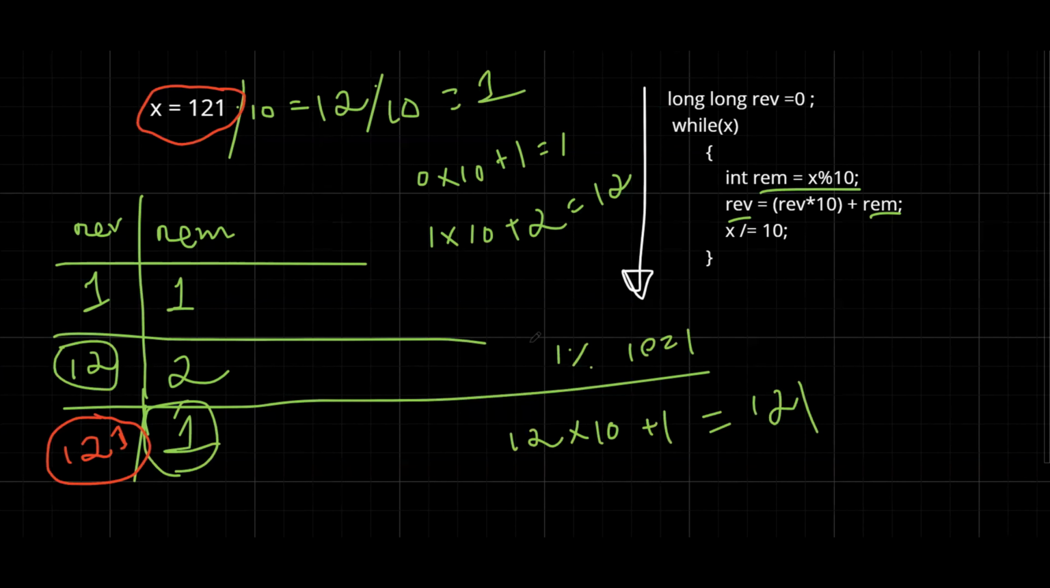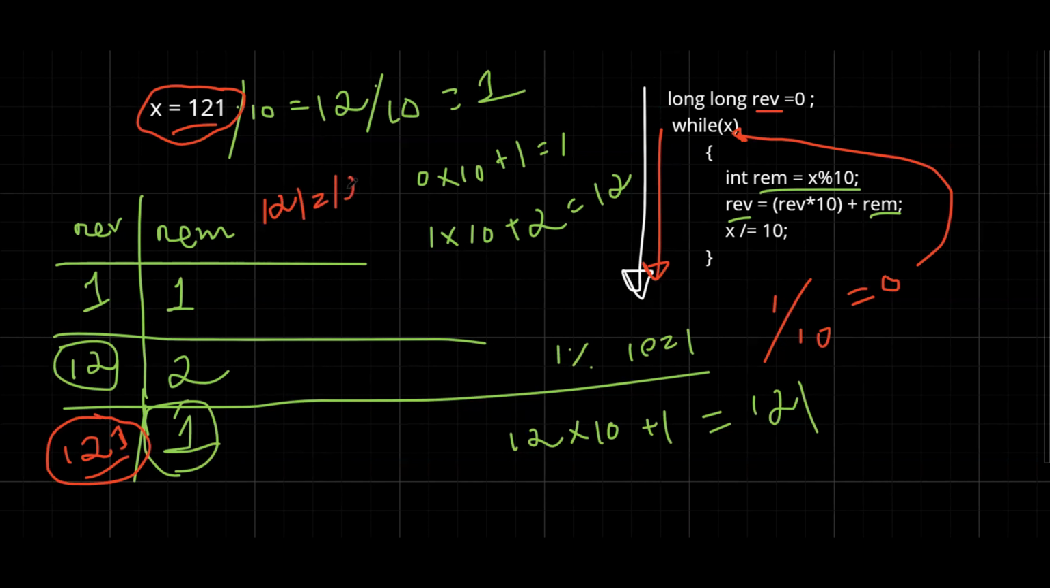Now, currently our x is 1. So we have to divide x by 10. So 1 divided by 10 is 0. So when this 0 is compared in the loop condition, the loop will stop. So after this, the final value of reverse is 121 and the input is 121. So both of them are equal. So here we can say that 121 is a palindromic number. I hope you understood the algorithm.